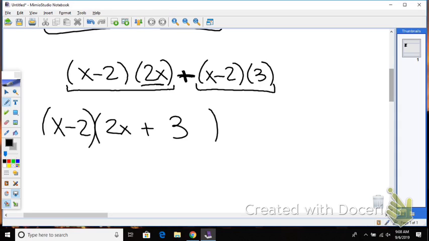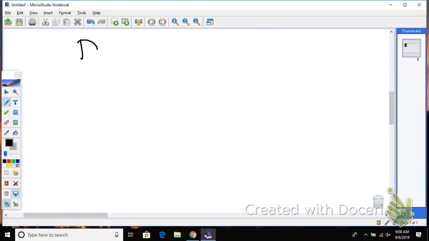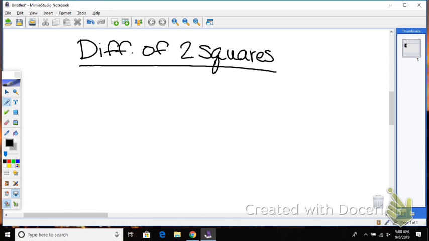Let's move on to difference of squares. This is going to be a refresher for you. Difference of squares is when you have two perfect squares and a subtraction sign. So that's what the difference is, and then the two perfect squares. So it's something like this, x squared minus 9, where the x squared is a perfect square, because what's the square root of x squared? Just x. And then 9 is a perfect square. What's the square root of 9? 3.